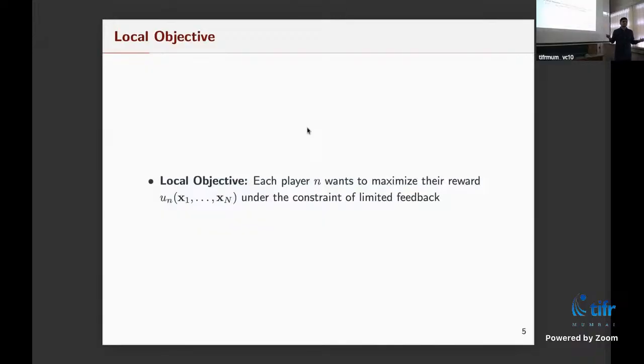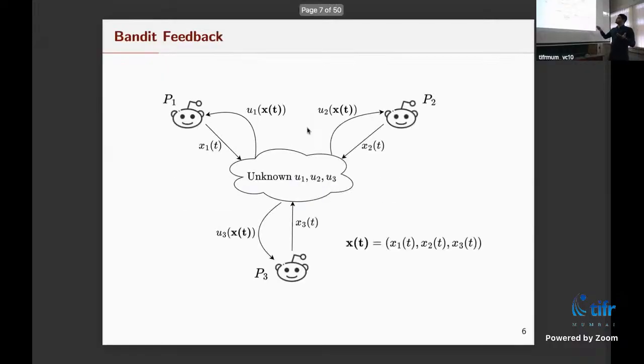But what does each player want to do? They all have their own utilities, as we discussed, and all of them want to maximize it. There is a constraint of limited feedback, which could look like this. For example, the bandit feedback, where each player is playing some action x1, x2, x3. They don't know anything about the system. All they observe is the utility they receive back. That's it. Okay, so that's general game theory standard.